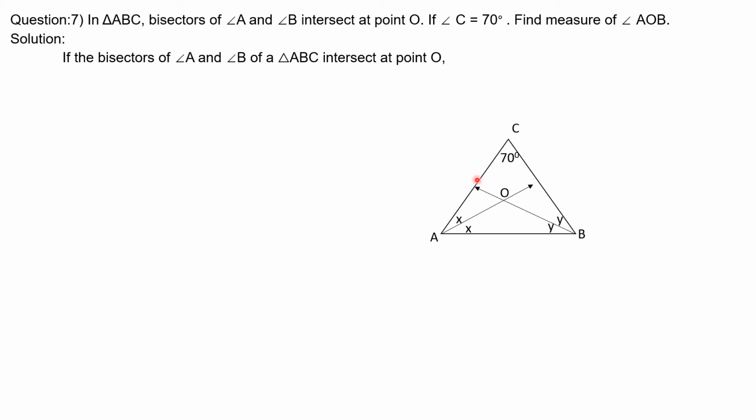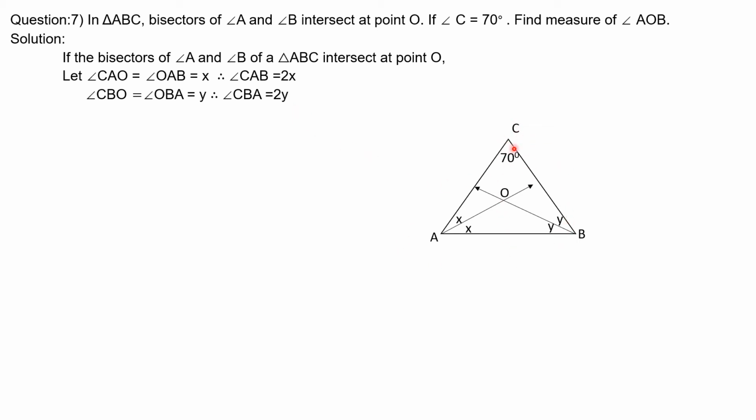So measure of angle CAO is x and measure of angle OAB is x. Then what is the measure of angle CAB? x plus x is 2x. Similarly, angle CBO and angle OBA are equal to y. Therefore, angle CBA is equal to 2y. So let angle CAO is equal to angle OAB is equal to x. Therefore, angle CAB is equal to 2x. Next, angle CBO is equal to angle OBA is equal to y. Therefore, angle CBA is equal to 2y.